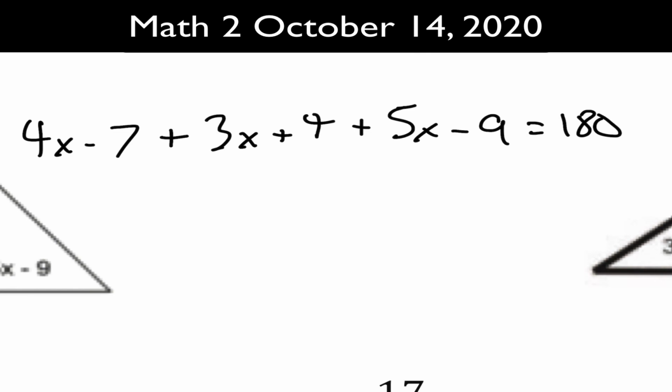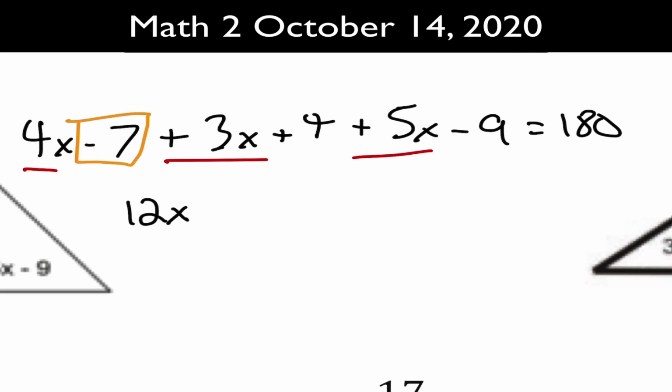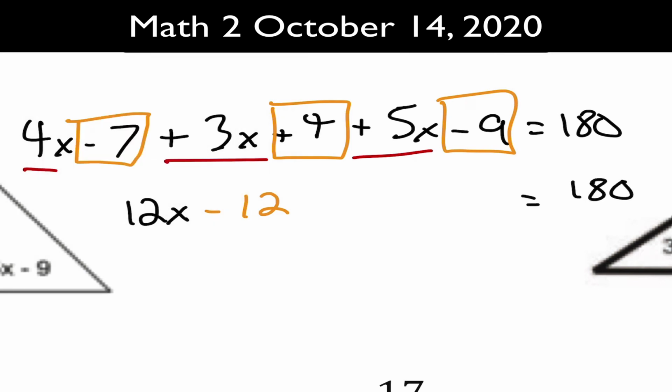180. All right, combine like terms. I see a 4x, 3x, 5x. 4 plus 3 plus 5, that's 7 plus 5 is 12. All right, now let's look at negative 7 plus 4 is negative 3, and then we minus 9. So negative 3 minus 9 is negative 12, and let's put minus 12 here. I just like how that looks. And then let's switch this to black. So I have 12x minus 12 equals 180.